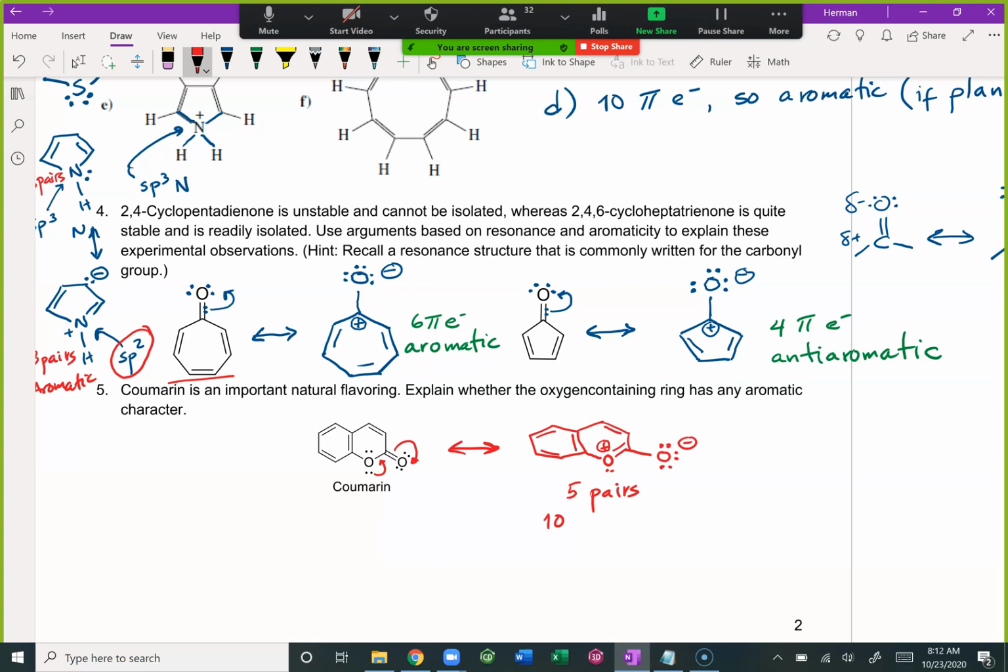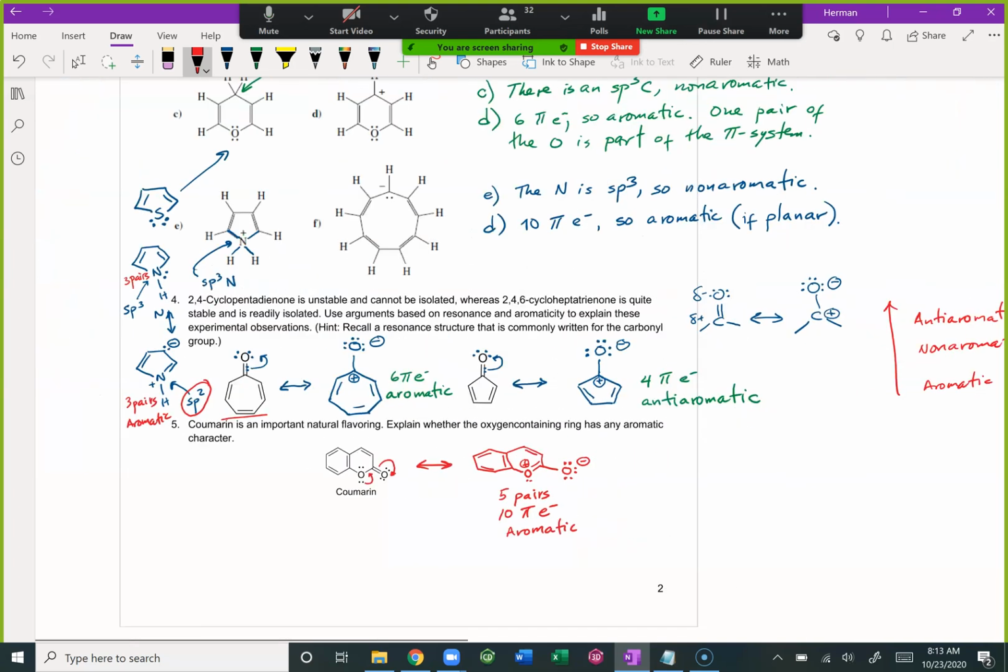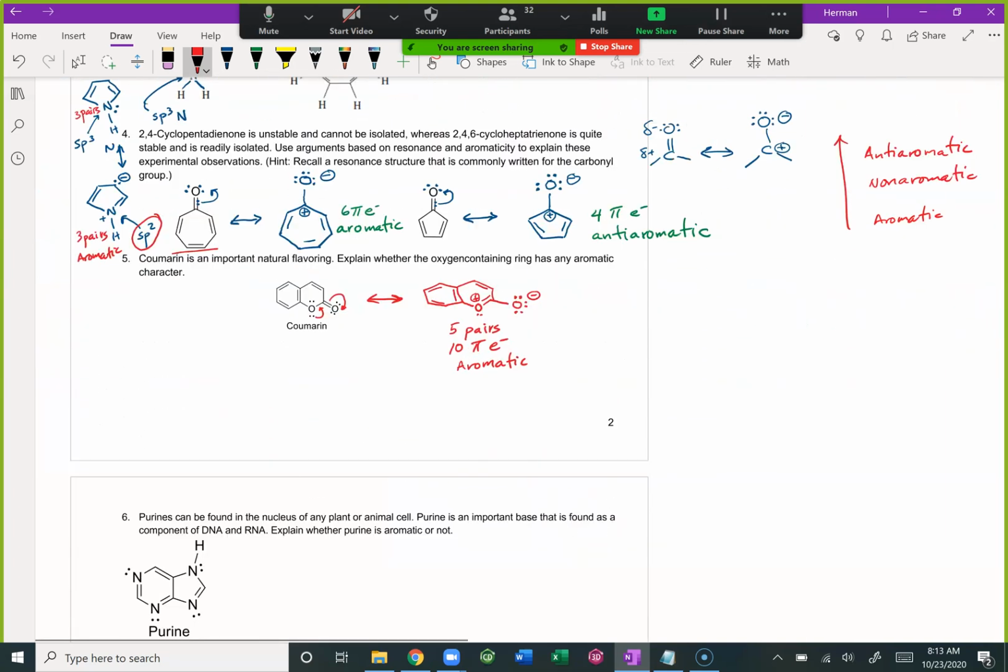10 pi electrons. So this molecule is what? Aromatic, non-aromatic, or anti? What is it? According to Huckel's rules, 5 pairs is an odd number, right? So therefore it is aromatic. All right. Okay.